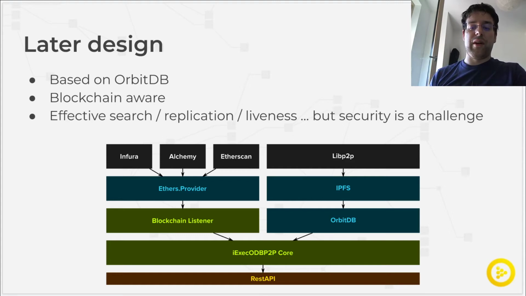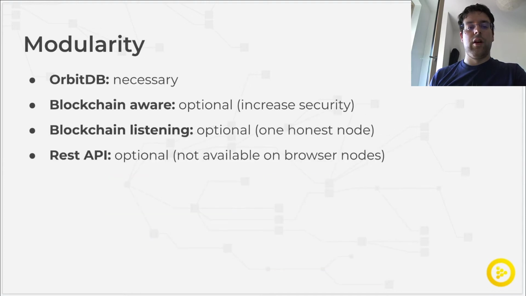One of the issues, however, is that OrbitDB is not blockchain aware, so I had to embed some of the checks into the code through the iExec ODB core. And so you've seen that on one side there is the blockchain that is listened to, on the other side there is the distributed structured data store, and you also have an optional REST API below that can serve external nodes. So this is where modularity comes to mind.